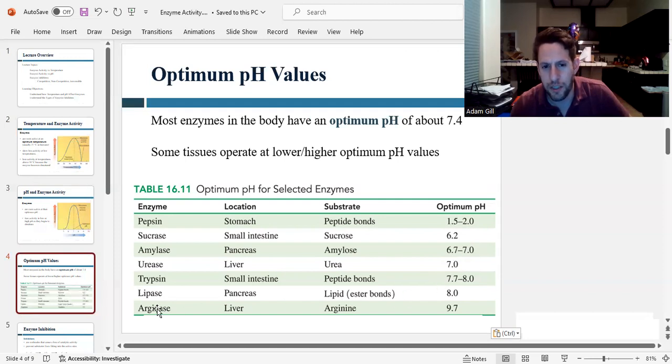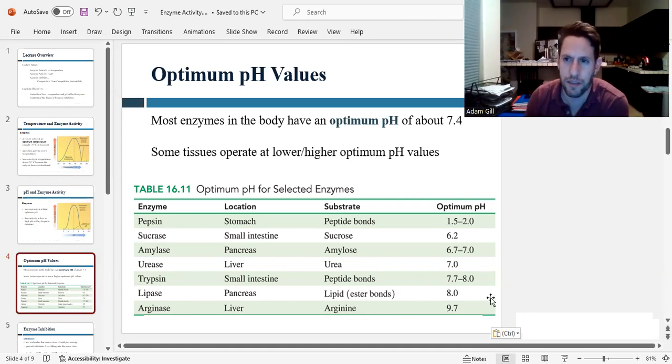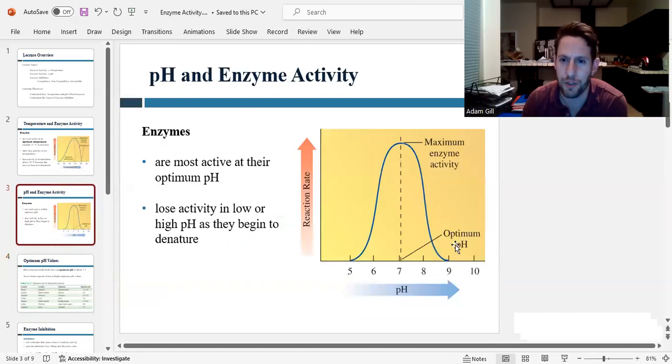Another unique one is arginase, which lives in the liver. Your liver has certain regions that have a very high pH. They're really basic. Arginase exists in those tissue types, and so it prefers a pH of 9.7. So ideal pH is unique depending on the tissue type where that enzyme is located. But for the most part, human enzymes prefer about 7.4, which should have been what we noticed in lab this week. Your enzyme reaction, when you did it at the different pHs, should have worked at pH 7. And then when you got too low or too high, you had no reactivity at all because you were denaturing the enzyme.